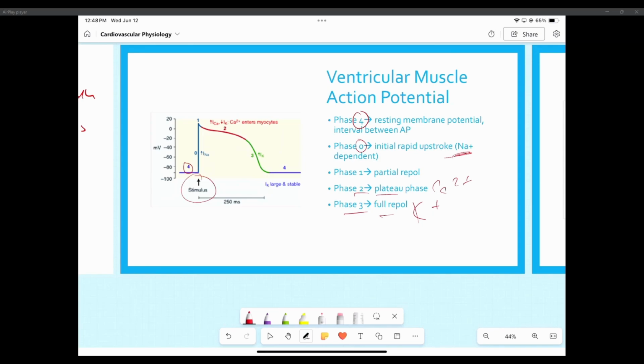Yes? First is -70. It doesn't matter. You don't have to know it. Okay, yeah, don't worry about that. So that's where we're at for the ventricular muscle action potentials.